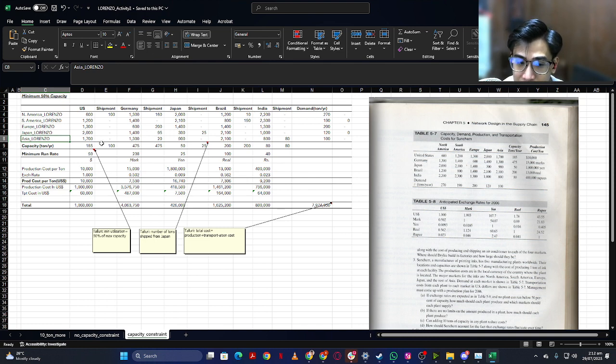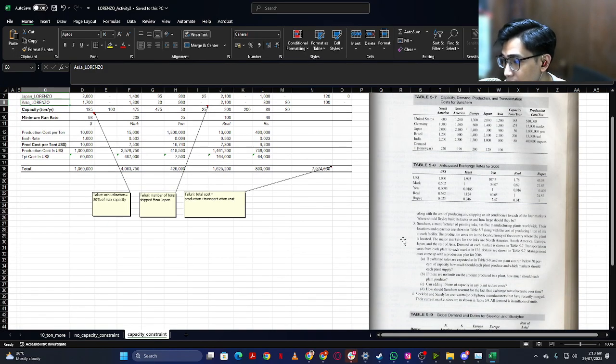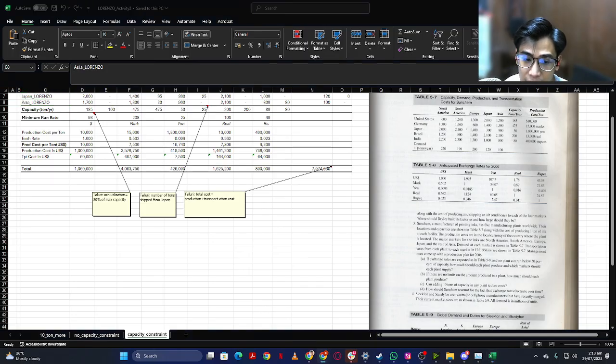So management is tasked with creating an optimal production plan for 2006 to meet the demand at the lowest possible total cost, considering production, capacity, and transportation. So question A here: if the exchange rates are as projected in table 5 to 8, and no plant is below 50% of its capacity, how much should each plant produce and which market should they serve? All right, so let's break it down.